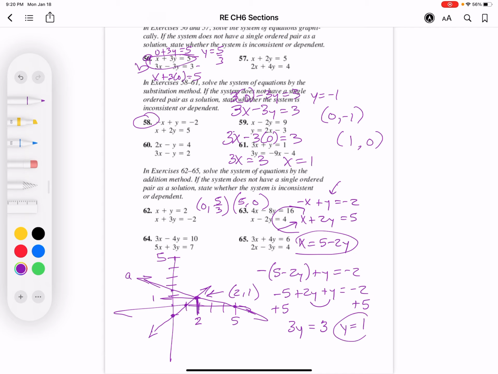And now that I know that y equals 1, I can just plug it into one of the equations. So let's just plug it into this one for simplicity. So it's going to give us negative x plus 1 equals negative 2. Negative x equals negative 3, or x equals 3. So our point is (3, 1), where these graphs meet for number 58.